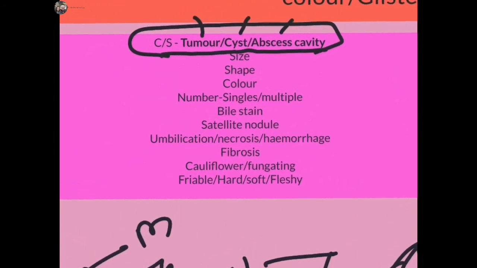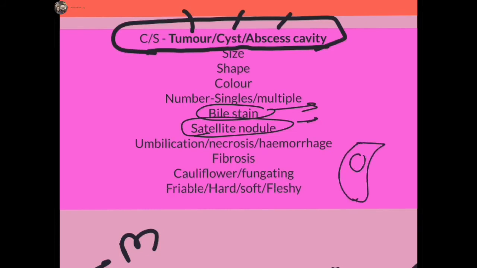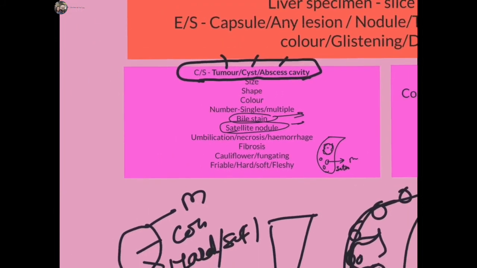The other two specific things about the liver are, one, whether there is a bile stain or not, and two, whether there are satellite nodules or not. Most of the time, hepatocellular carcinoma has an irregular margin and friability, and some hepatic nodules are there. Don't mistake them for metastasis. These are the same tumor nodules, and they are called satellite nodules of the hepatocellular carcinoma. So these are the specific things about the liver specimen.